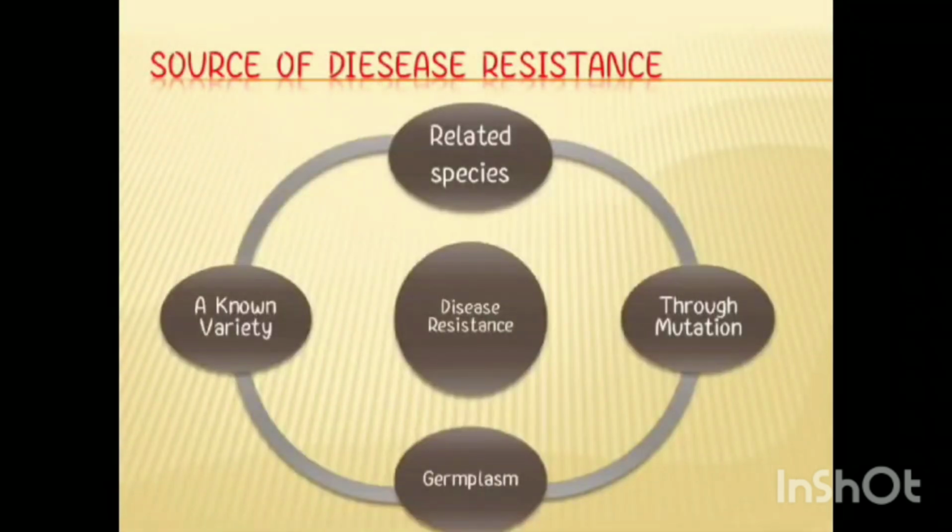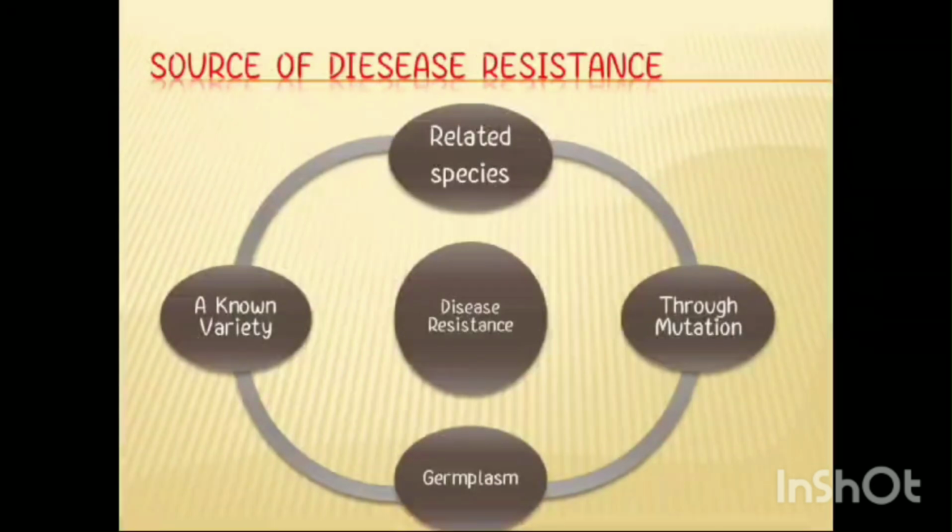Sources of disease resistance. They are known as four types. The first one, related species. Second one, mutation. Third one, germplasm. Fourth one, known varieties. Now we are going to see in detail. First one, related species. The resistance to a disease may be found in related species and transferred through interspecific hybridization. For example, resistance to the stem, leaf and stripe rusts of wheat.